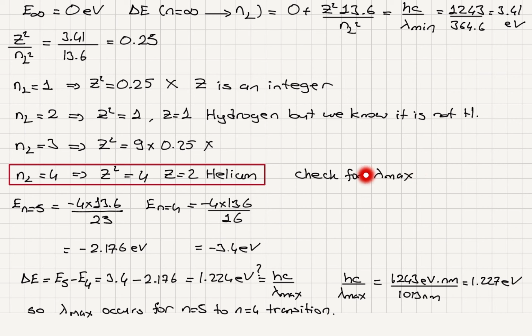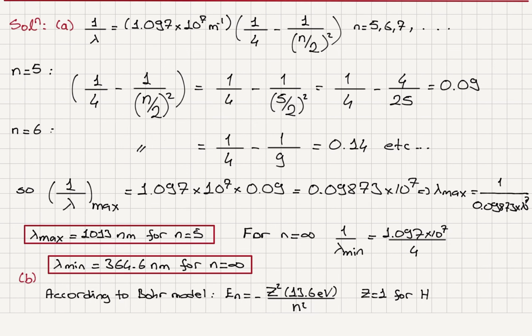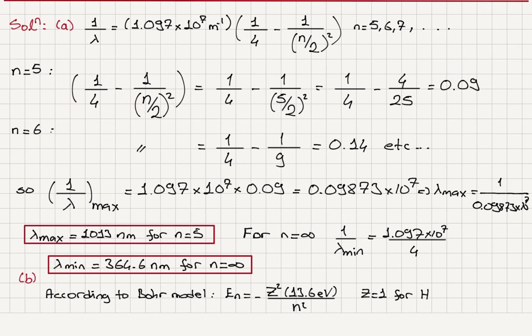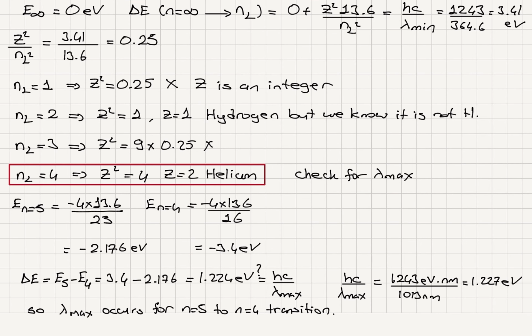And if we check for the maximum wavelength, on the other hand, the n equals 5 to n equals 4 transition energy difference does indeed correspond to hc over lambda max, for the lambda max we calculated in part A. So the final quantum number should be 4. So the final state quantum number is 4, and this must belong to helium because z is equal to 2.